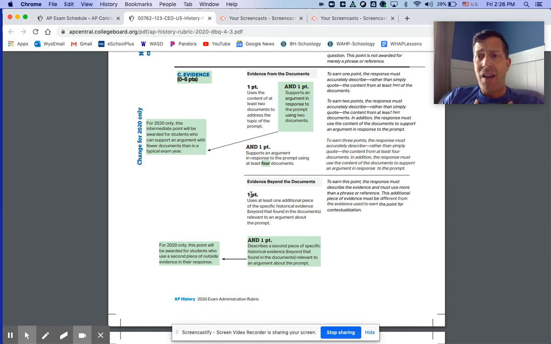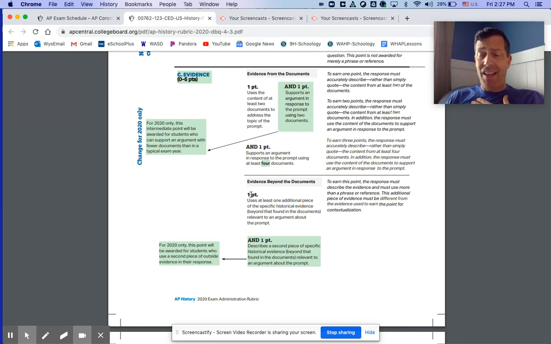Any student that I've ever worked with can use 2 documents and get the 1 point. So please have confidence because you can do that. Now, one thing they've done that's different is evidence beyond the documents. They've always awarded 1 point when you pull in evidence that's not in any of the 5 documents to support an argument. This year, they're allowing you to do that twice, each time getting 1 point.